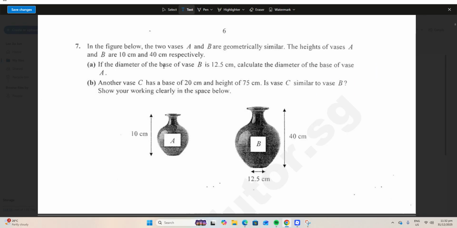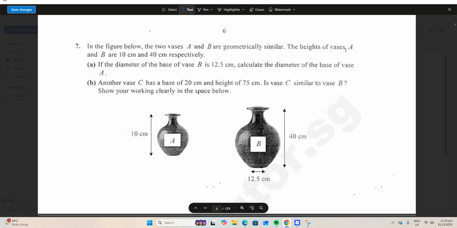In the figure below, the two vases A and B are geometrically similar. What does this mean? It means that the ratio of corresponding sides of similar vases are equal. Ratio of corresponding sides are equal, right? Ratio of corresponding sides are equal.